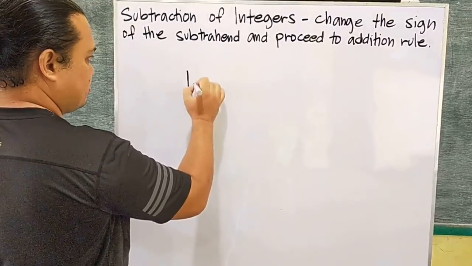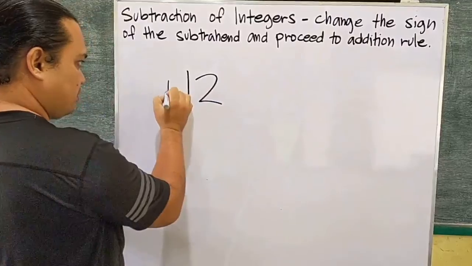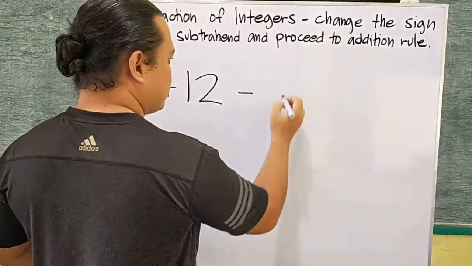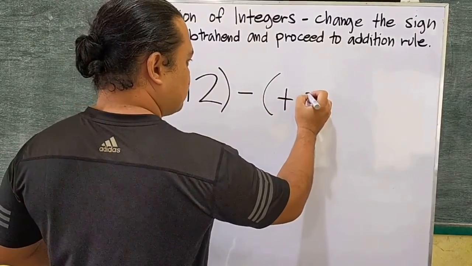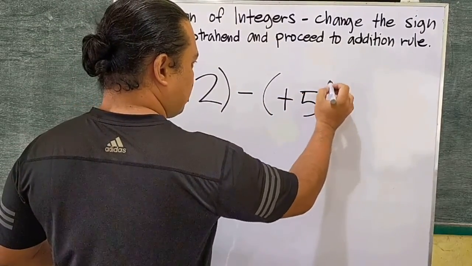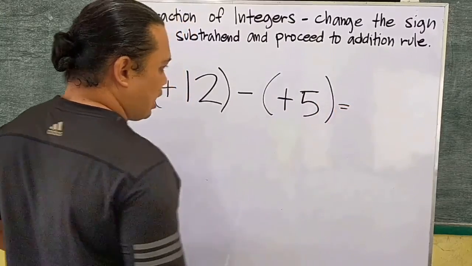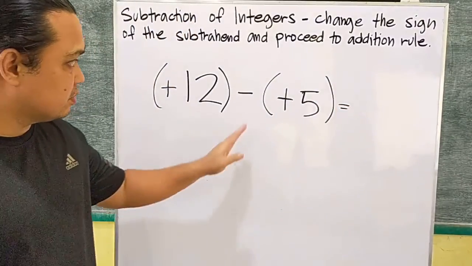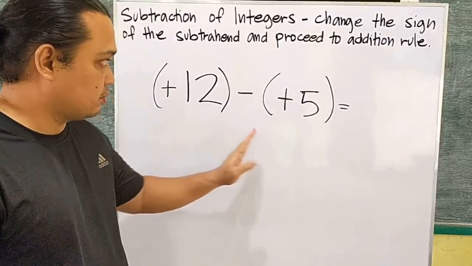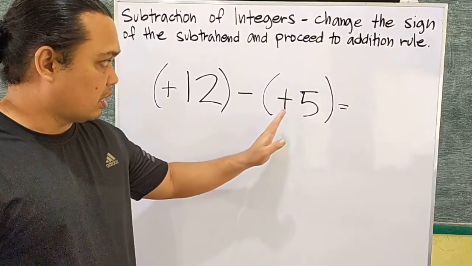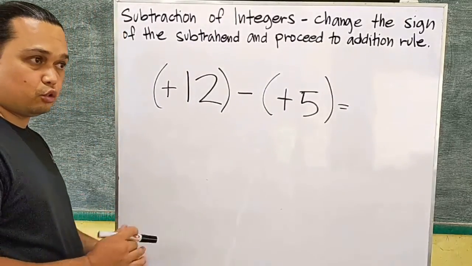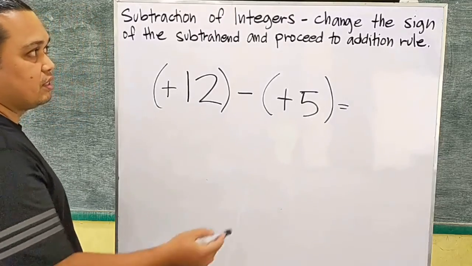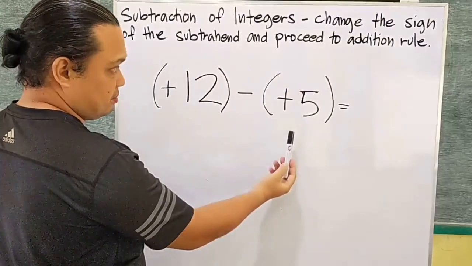Now if we have here 12, or positive 12, minus positive 5, for example. So we are subtracting integers which both have a positive sign. Now, how do we subtract integers? We have to follow one rule. Change the sign of the subtrahend.